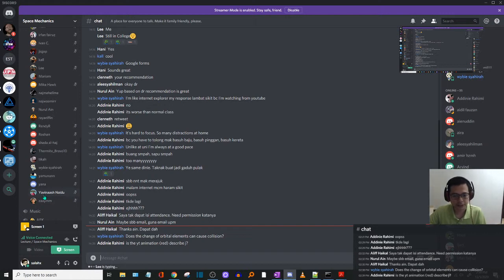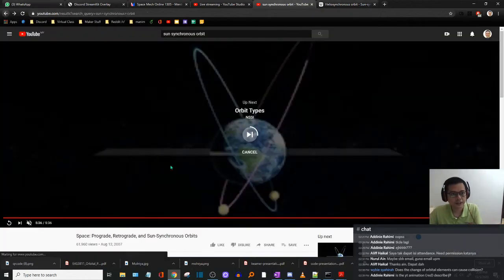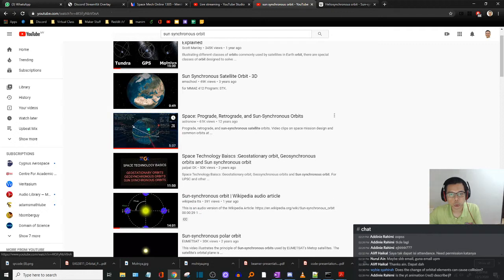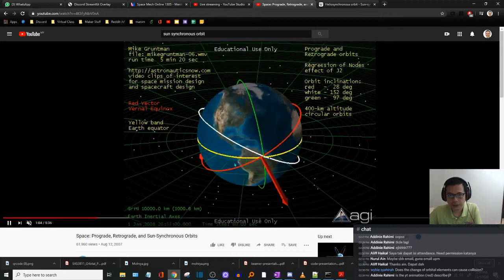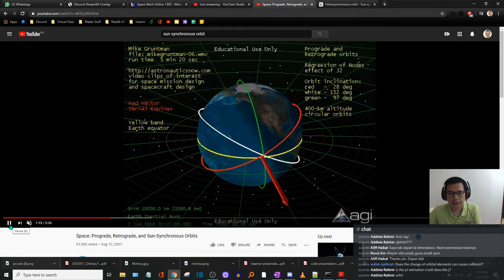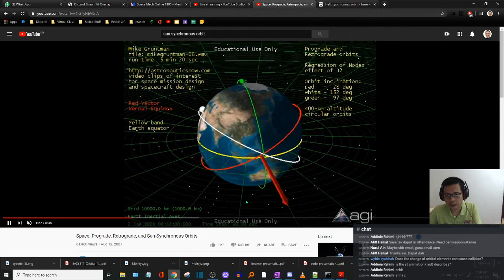Is the YouTube animation, the red one, describing J2? You mean the red arrow or the red orbit? The red orbit is just an orbit with an inclination of 28 degrees. It's not a sun-synchronous orbit. If you're talking about this red arrow, this one is pointing to the vernal equinox, which is the I unit vector.